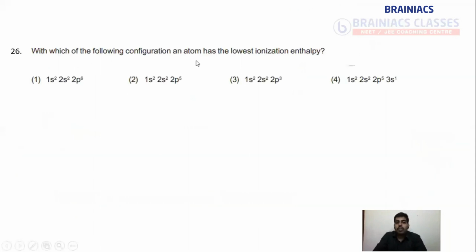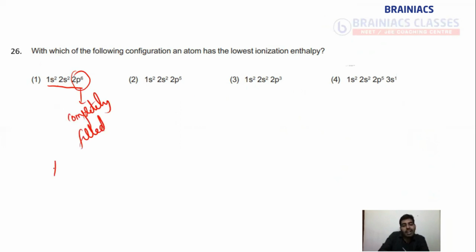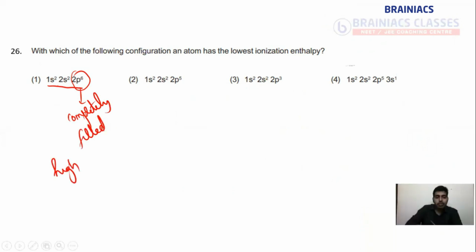With which of the following configurations does an atom have the lowest ionization enthalpy? So here, if you consider this configuration, 1s2, 2s2, 2p6, this is completely filled. Here 2p is completely filled, and completely filled orbitals always have high ionization energy. So the ionization energy value is usually high because it is a completely filled orbital.